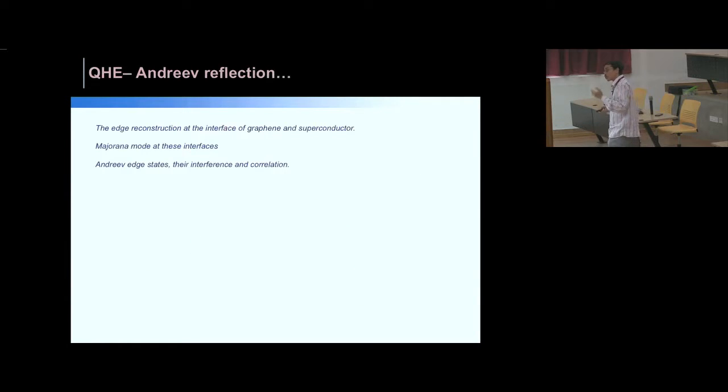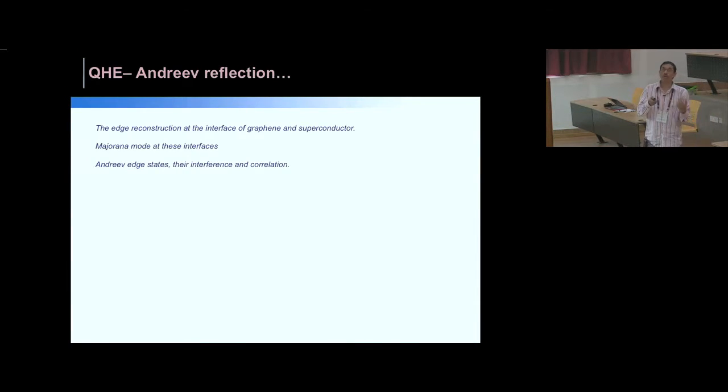So now let's go to the second part of my talk. Here, let's ask the question: what happens if we apply a magnetic field and, let's say, the superconductivity survived? Once you apply a perpendicular magnetic field to graphene, you have the quantum Hall edge state. Now we are going to look at how Andreev reflection happens from a quantum Hall edge state to a superconductor.